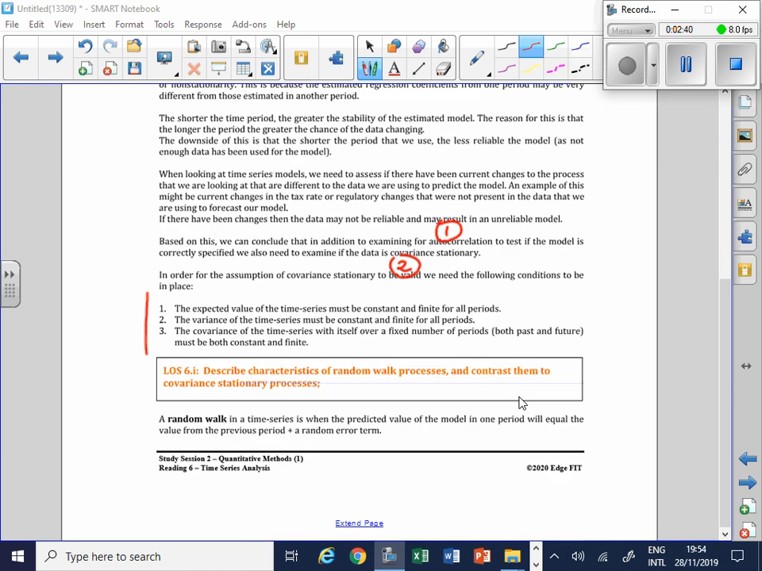We come to a new term over here, a random walk. Okay. What's a random walk? When the predicted value of the model in one period will equal the value from the previous period, plus a bit of a random error term. That's your normal picture that we see, isn't it? Okay, nothing different over there. That's called a random walk.